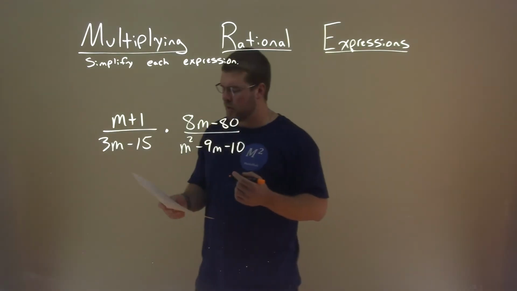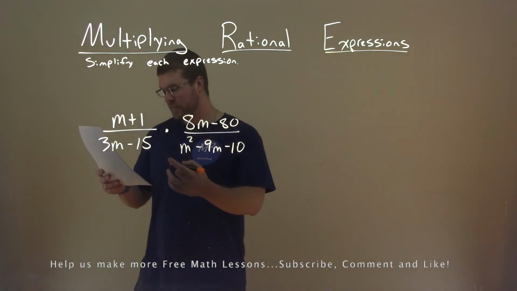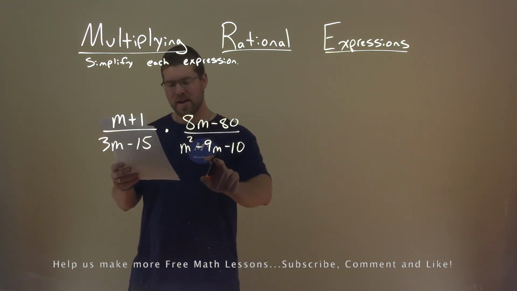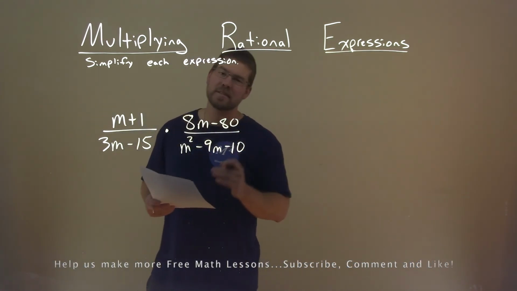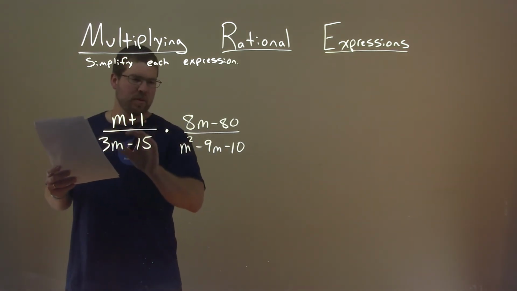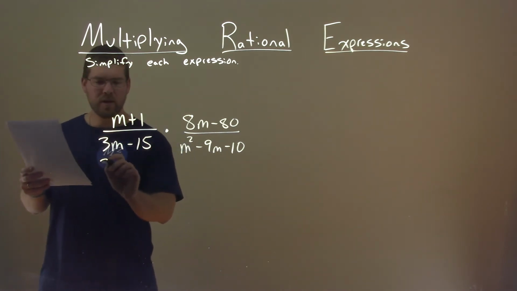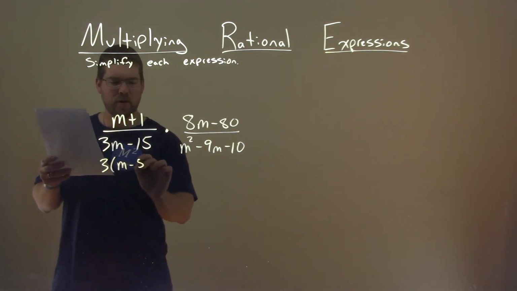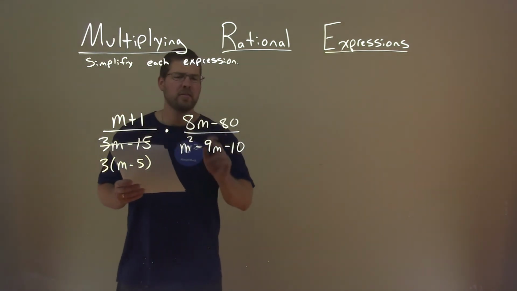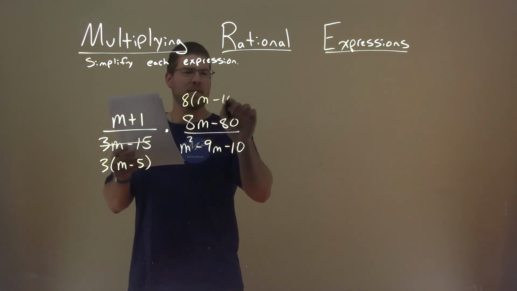We're given this problem right here. M plus 1 divided by 3m minus 15, times 8m minus 80 divided by m squared minus 9m minus 10. And we want to simplify this expression. Well, let's go see if we can simplify each one of the four parts. 3m minus 15, I can pull out a 3 and I'm left with an m minus 5 here. So let's go rewrite it as such. Same thing with this numerator. I can pull out an 8 and I'm left with an m minus 10 here.